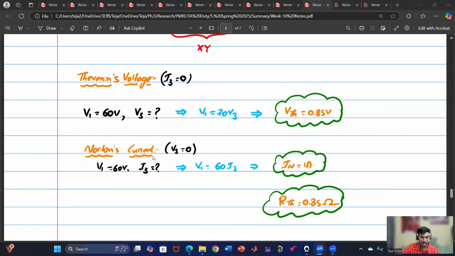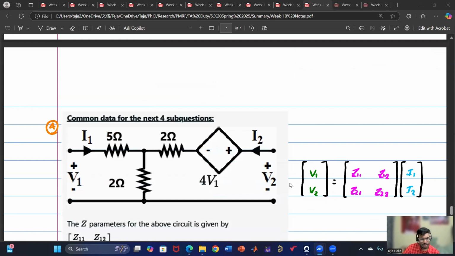And for Norton current, this will be shorted, which means V3 is 0, and then we have substituted and we got Norton current. If we know this, then we also know the Thevenin impedance. That's how we got. So all these problems are very interesting, and they are not just from one concept. They are from two concepts. One is two-port network as well as Thevenin and Norton, which is the circuit theorems. So you should have a thorough understanding on all these aspects, and then you can get the understanding of how to solve these problems.